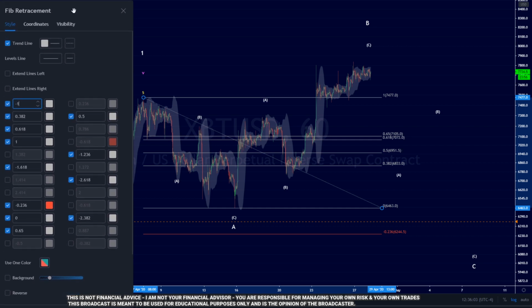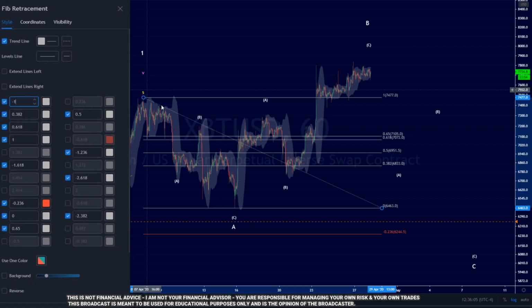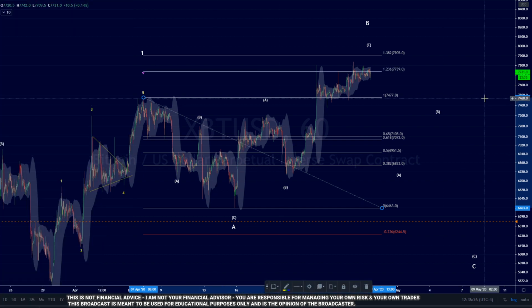And if that is the case, probably we're going to expand to the 123.6 or the 138.2. Let's move ourselves and take a look at the 1.382. There's the 1.382 at 7,900 right there. If I put the 123.6 on here, I think we've already expanded above that, and we have. So we're currently finding resistance here at the 123.6, which is 77.39. Coincidentally, we're at 77.31 right now.